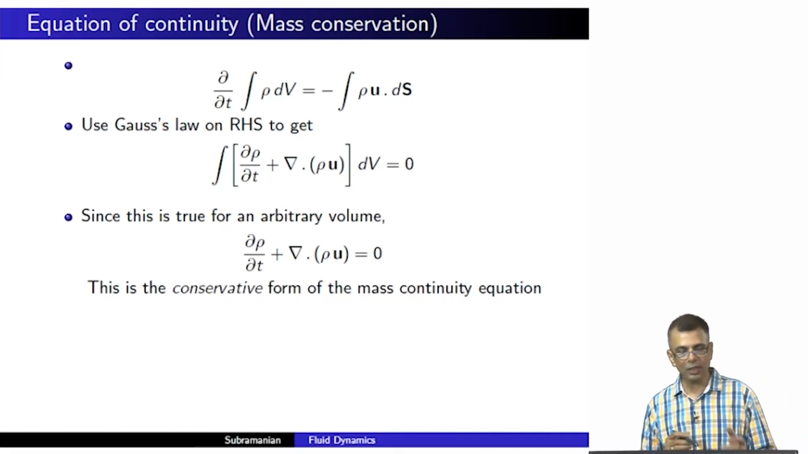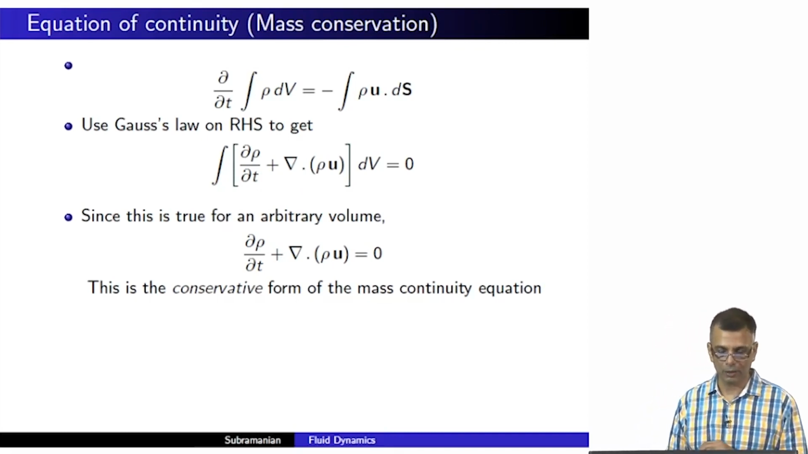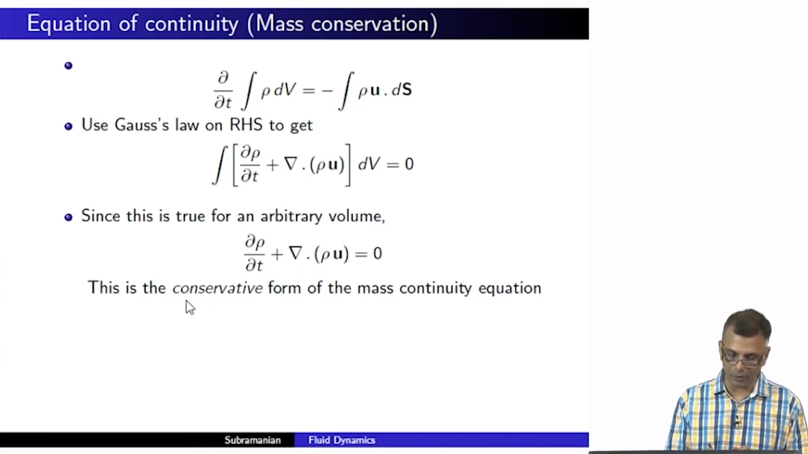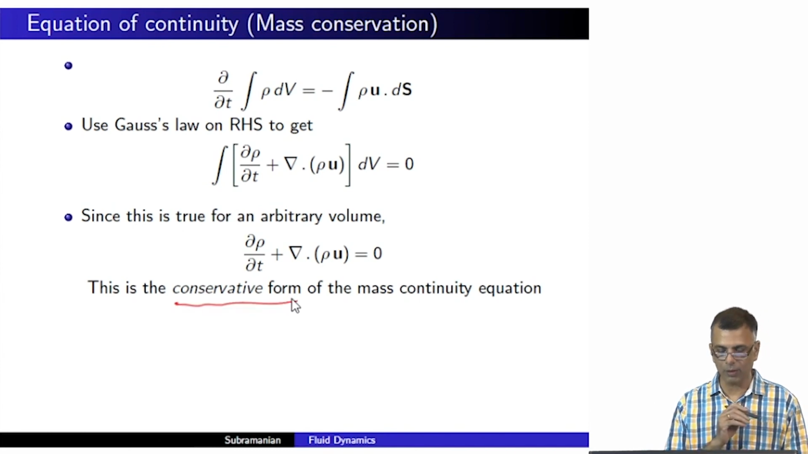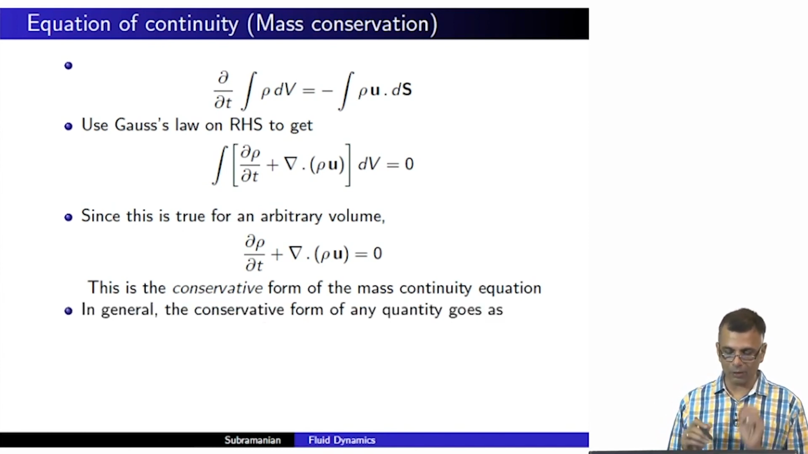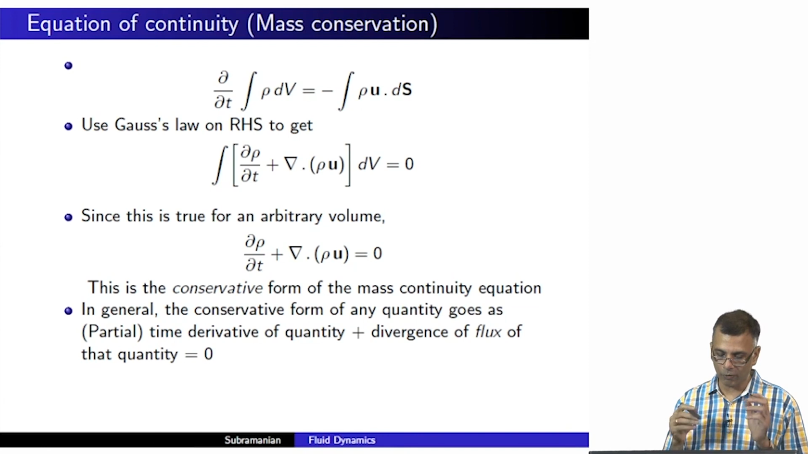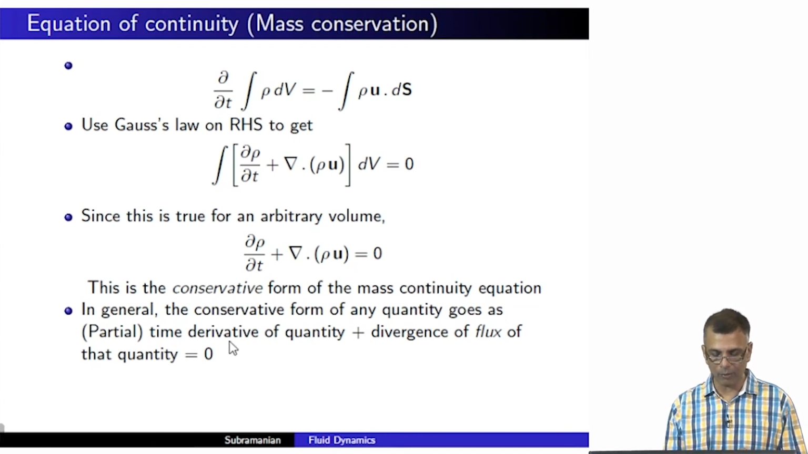And this is what's called the conservative form of the continuity equation. Okay, what do you mean by that? This is just a word as such, but remember this word, conservative form. In general, the conservative form of any quantity goes as the partial time derivative of the quantity, in this case mass density, plus the divergence of the flux of that quantity is equal to 0. So the divergence of the mass flux.